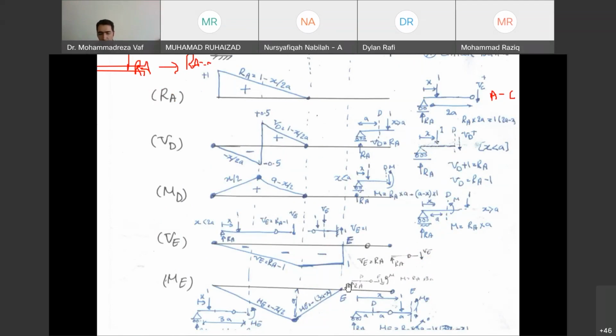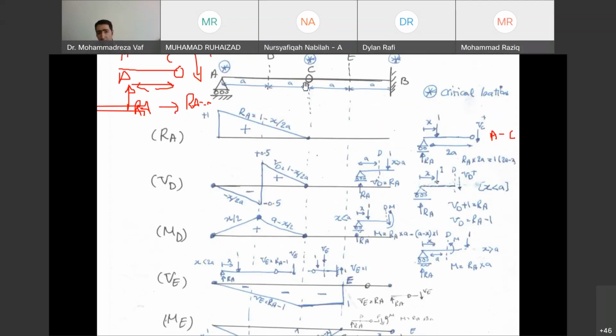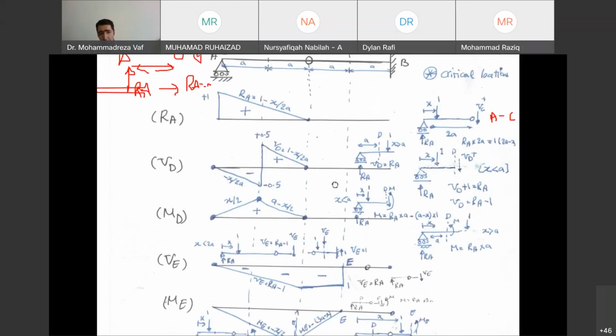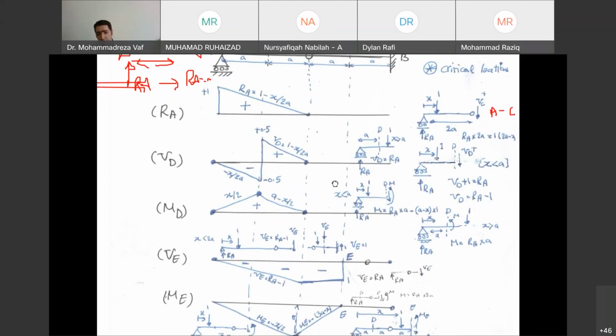So if you want to design the beam for the bending moment, the worst case is when the load is at point C, if you want to know how much the bending moment is here. So you can see this influence line is providing very useful information for our design.